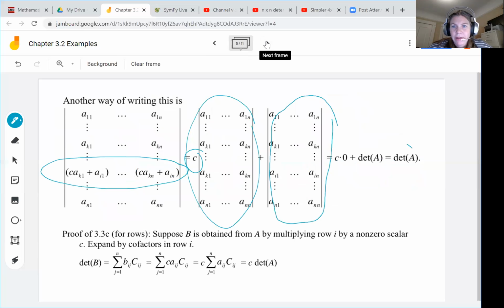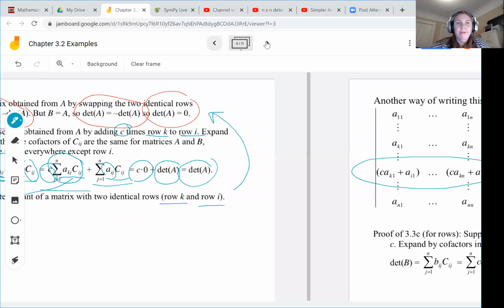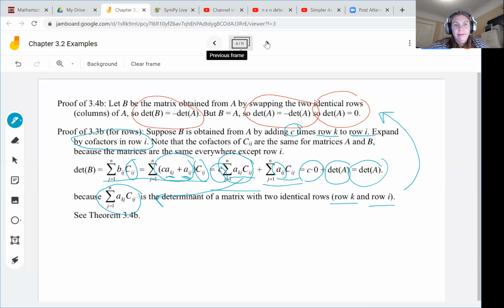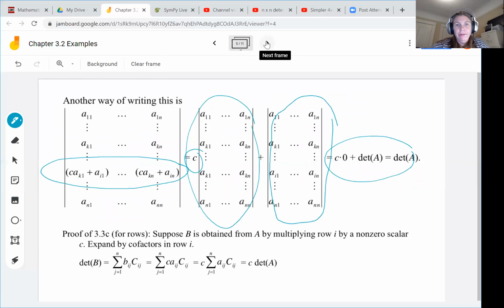And then we get c times 0 because we've got identical values here. See how every value here is an identical one, and then plus the determinant of A. So we're able to cancel out here. That's a visual of this last line that says the sum of a_kj c_ij is a determinant of a matrix with two identical rows, row k and row i. So here are our identical rows that are going to cancel out and give us 0. That's where this 0 is coming from.